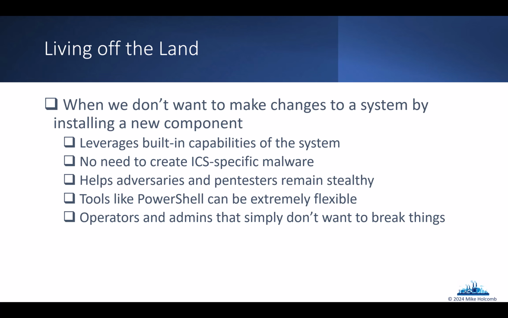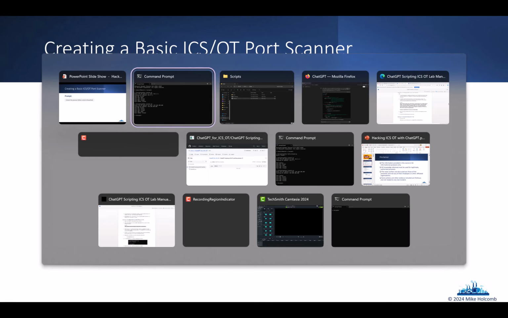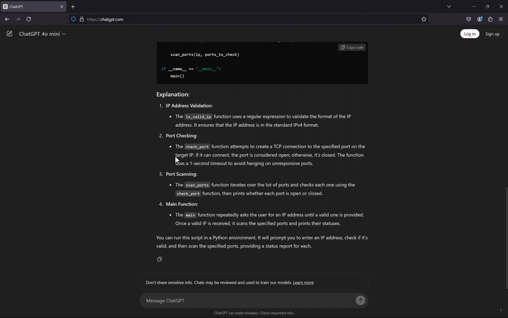So in Windows environments, instead of using Python to run our scripts, we can look at scripting languages like PowerShell. PowerShell was created to give admins the ability to control every aspect of the Windows network. That sounds like something the attackers would want, and it's something we can take advantage of here. And the nice thing is we can use ChatGPT to create that script for us. We'll jump back to ChatGPT and I'll just type in: convert the previous Python script to PowerShell.